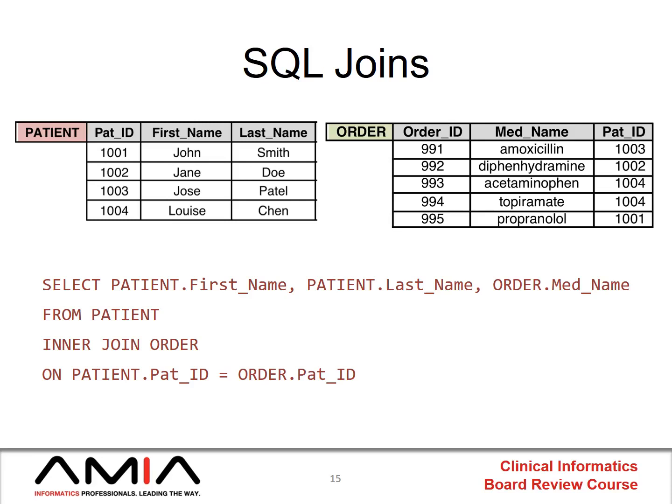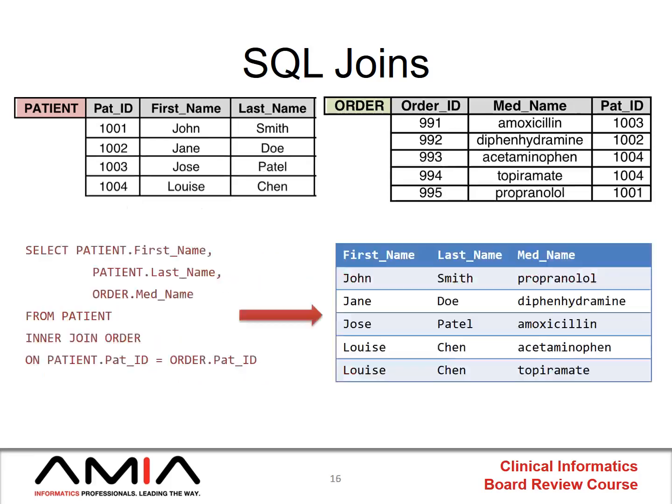So, after the words inner join order, which refers to the order table, I have to tell the SQL interpreter how those two relations are linked. So join them on these attributes where patient.patid is equal to order.patid. So all I'm doing is restating what that primary key foreign key relationship is. And that is my SQL query.